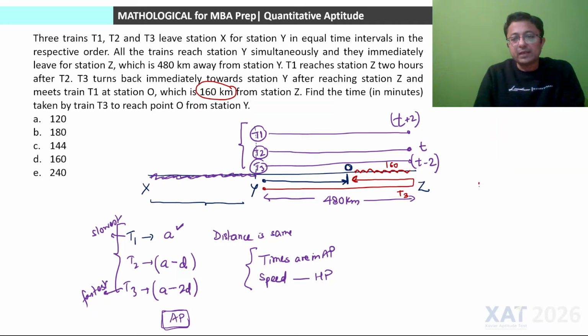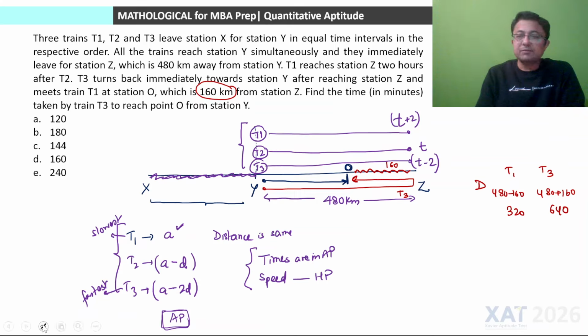So now can we find out distance traveled by train T1 and train T3? So train T1 has traveled distance कितना 480 minus 160 and train T3 has traveled 480 plus 160. So distance traveled by T1 is 320 kilometers and distance traveled by T3 is 640 kilometers. Distances traveled by train T1 and T3, that is equal to 1:2 in the ratio 1:2.